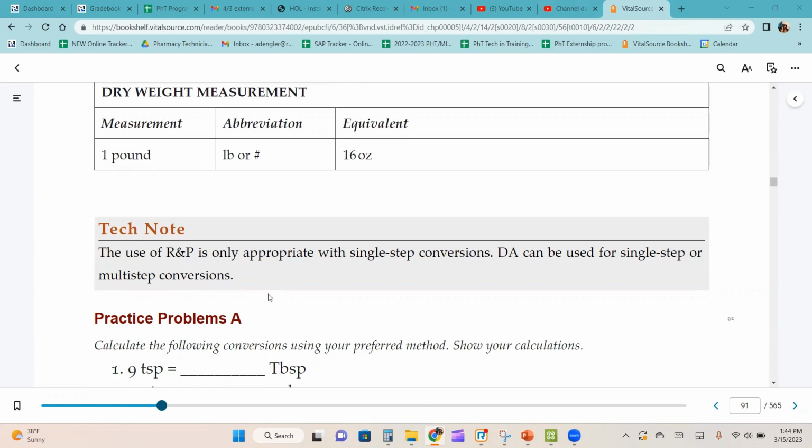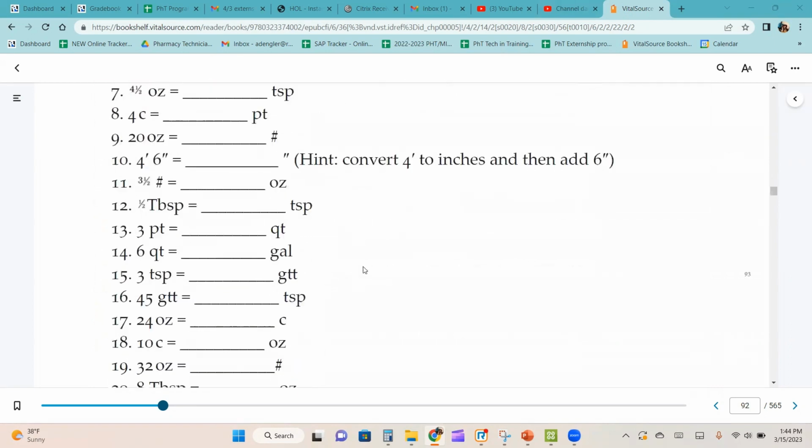Just a little note, this book is saying that ratio and proportion is only appropriate with single step conversions, which is true. We just might use several single step conversions instead of placing them all together like DA does, and it's really hard with the units sometimes. I'm going to skip over practice problems A.